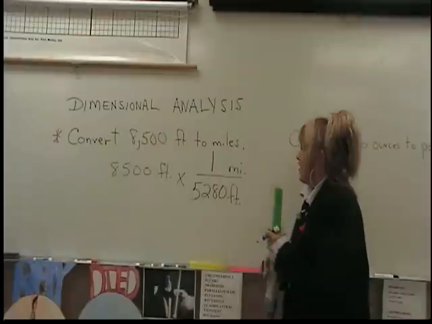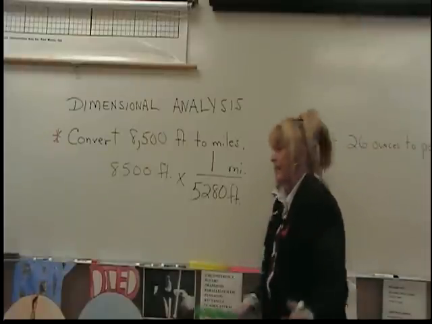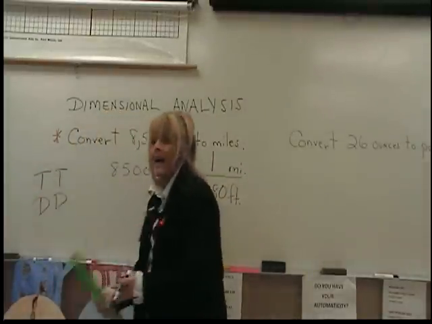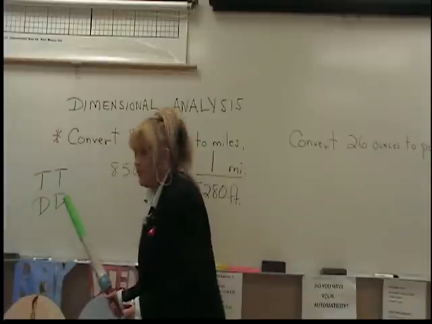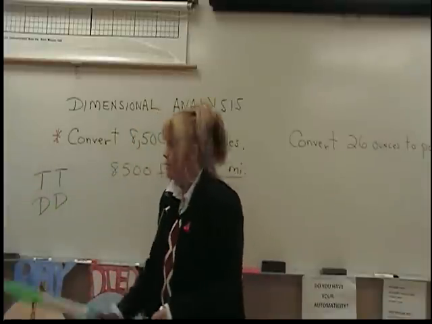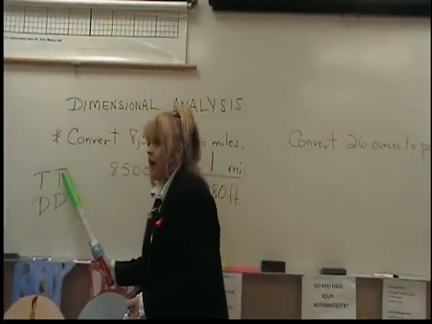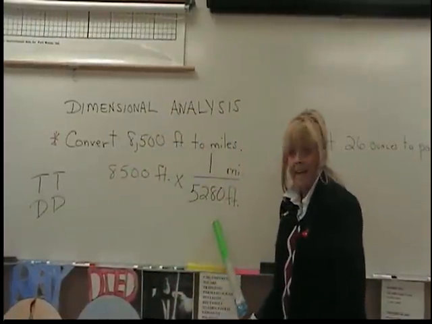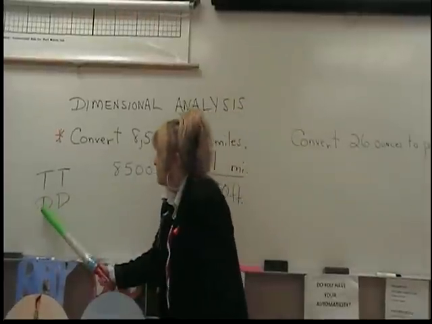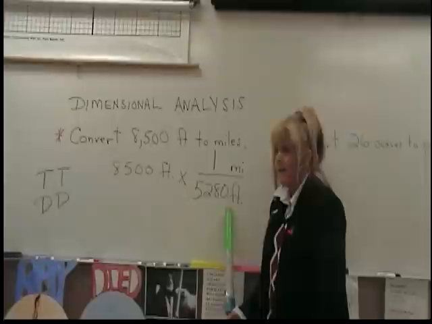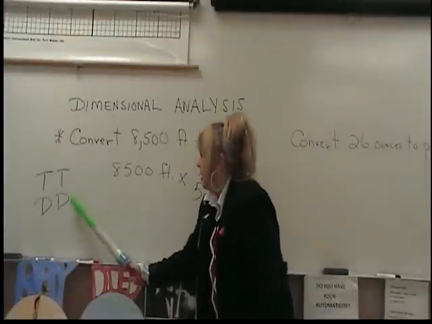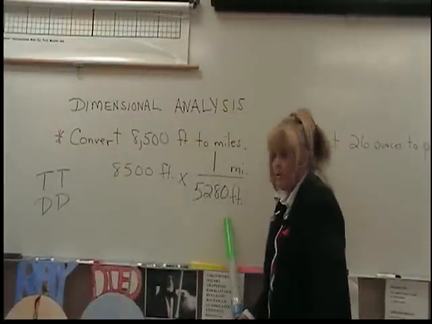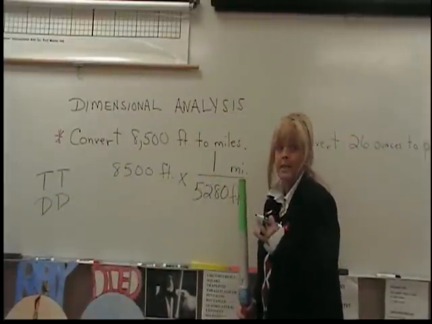Anyway, now you do something called TTDD. That stands for top times, down divide. If both of the numbers end up on the top, then you times them. If one of them's down, which he is, then you divide. Top times, down divide. He's down, so that tells me I'm supposed to divide this time.